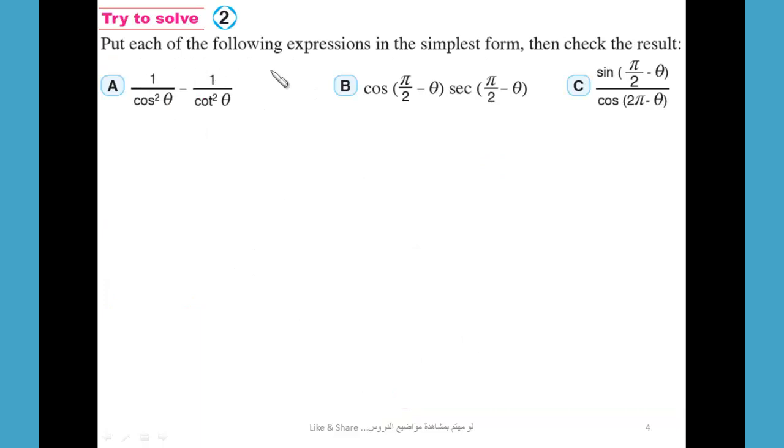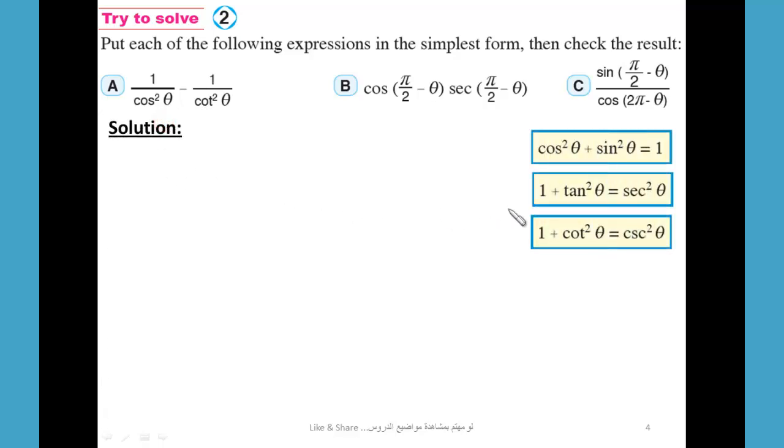Put each of the following expressions in the simplest form, then check the result. Okay, 1 over cosine square theta minus 1 over cotan square theta. Solution.